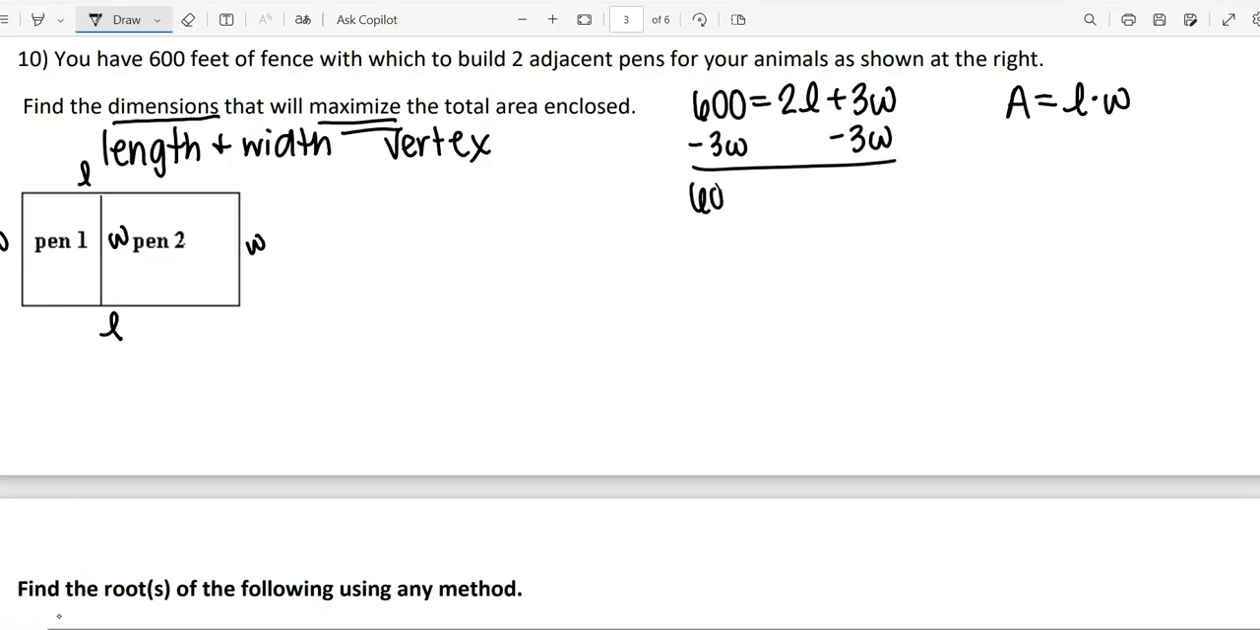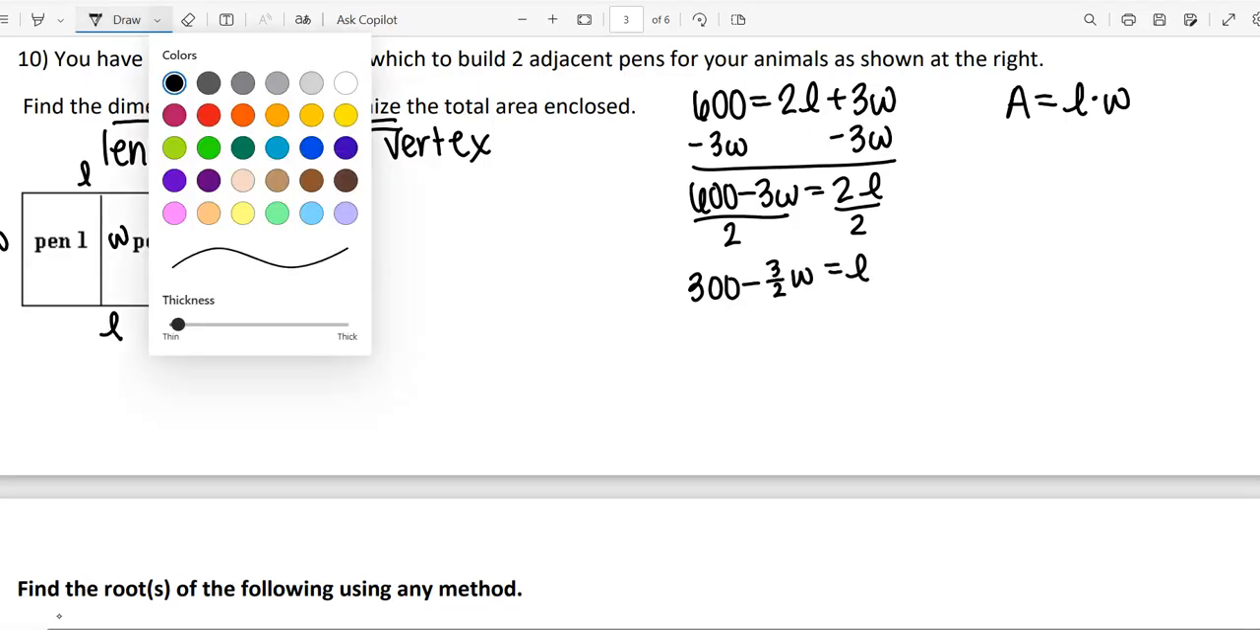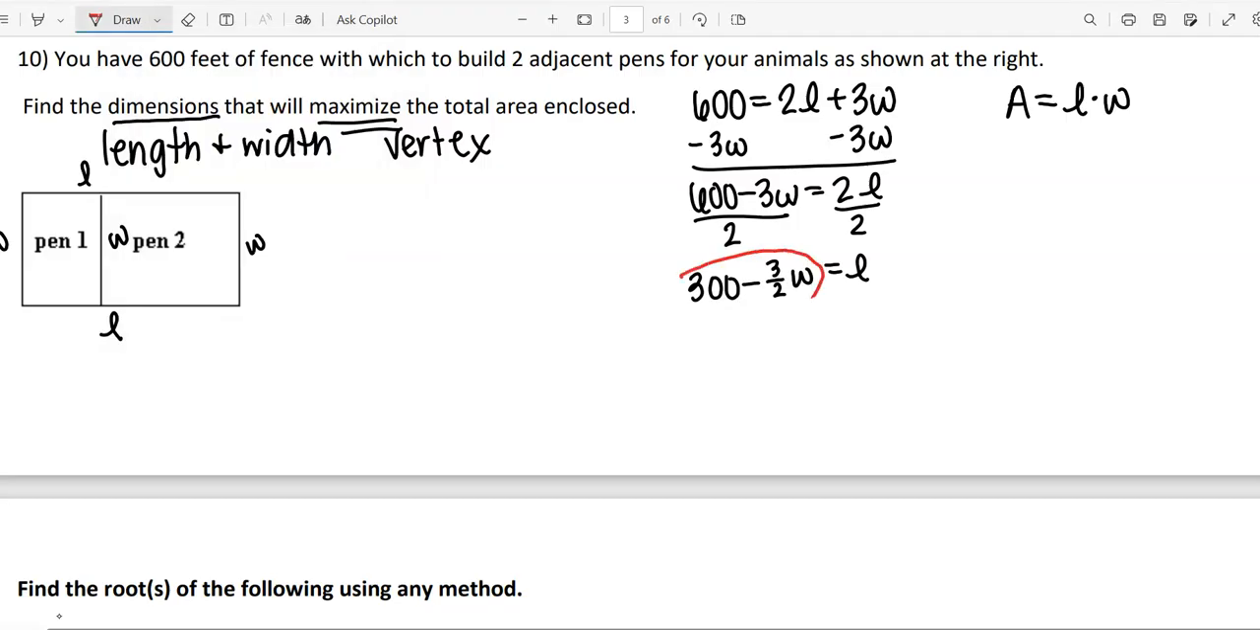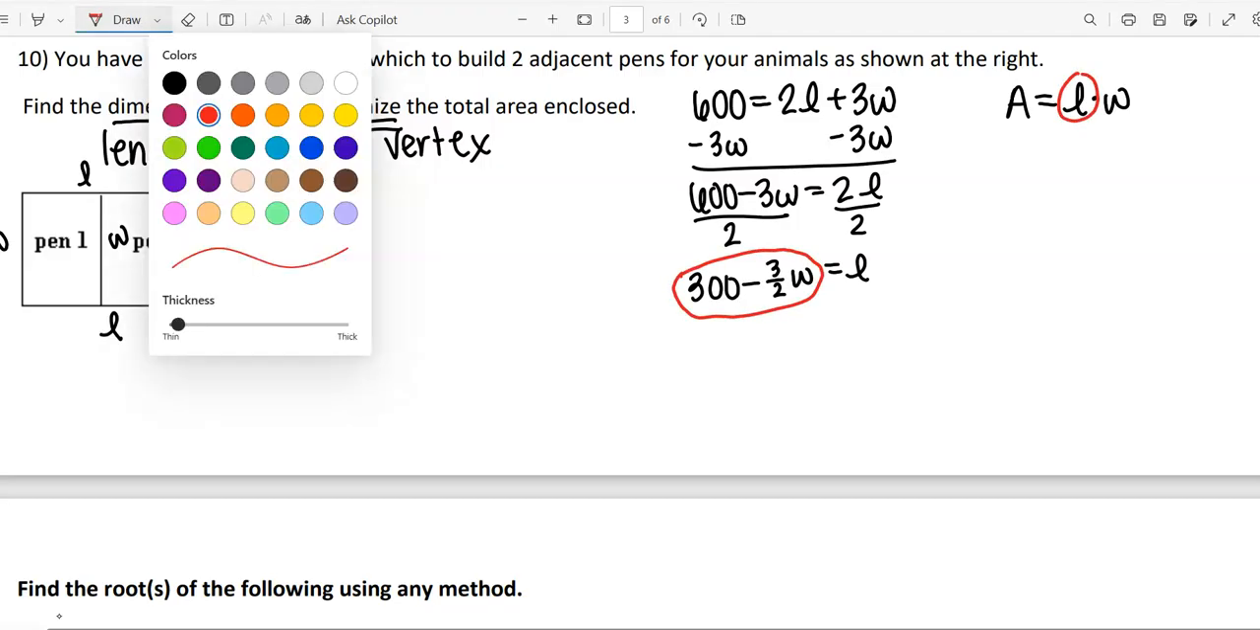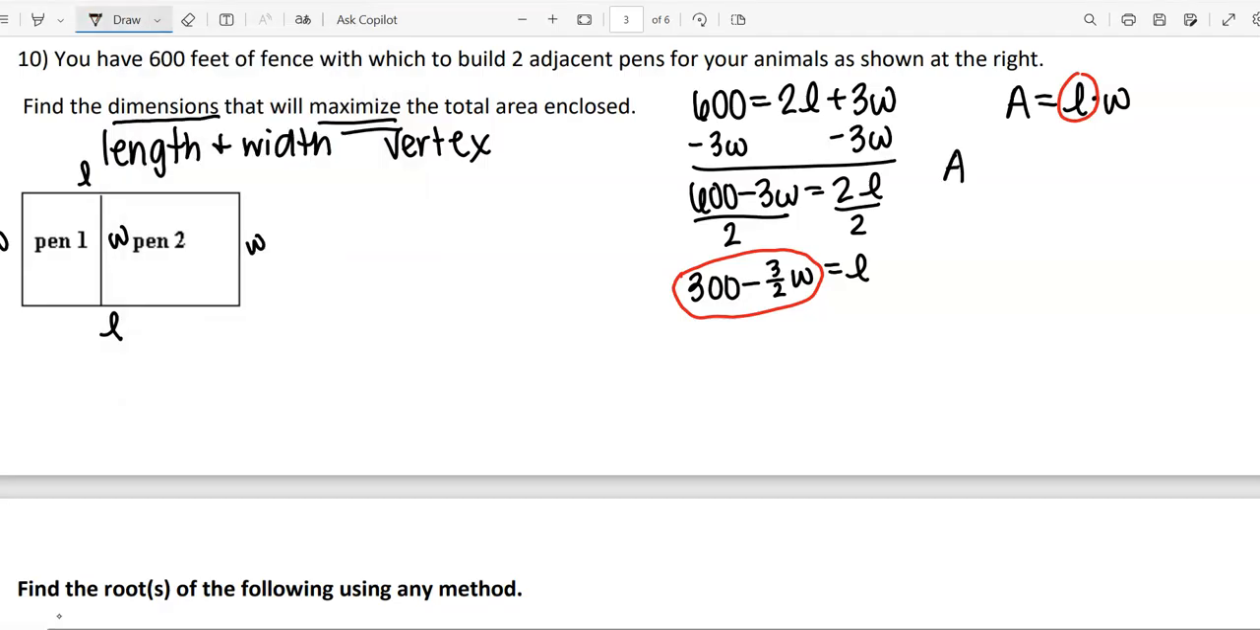So you've got 600 minus 3w is equal to 2 lengths. And then you divide by 2. So you get 300 minus 3 over 2 w is equal to length. If that's equal to length, then you can use this and replace your length in this equation. So we'll have area is equal to our length, 300 minus 3 over 2 w, times w.